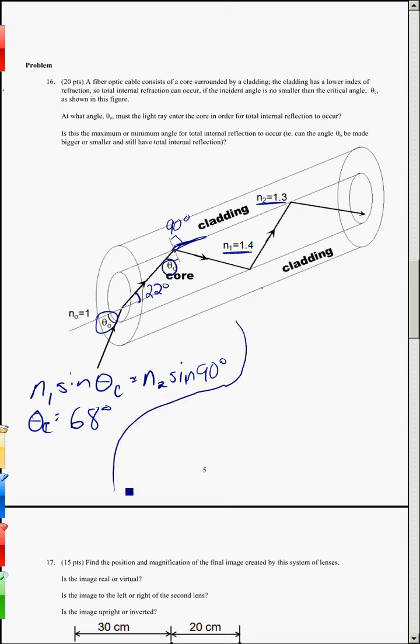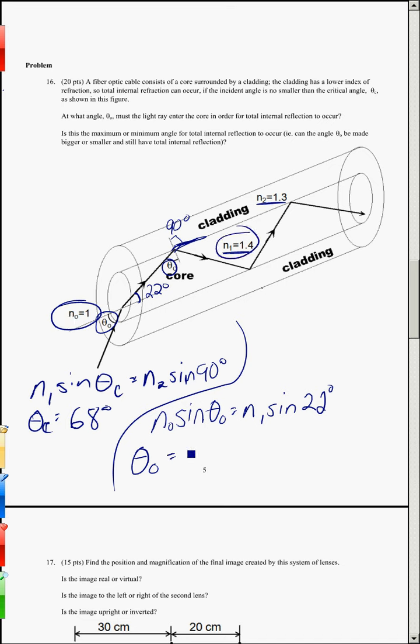And then I solve for theta naught. So I say N naught sine theta naught equals N1 sine of 22. I solve this for theta naught, taking N naught equal to 1 and N1 equal to 1.4, and I find that this is equal to 32 degrees. So that's my answer, 32 degrees. There's a second part to the question. Is this the maximum or the minimum angle for total internal reflection to occur? That is, can the angle theta naught be made bigger or smaller and still have total internal reflection?